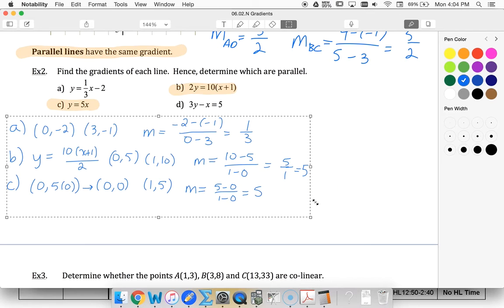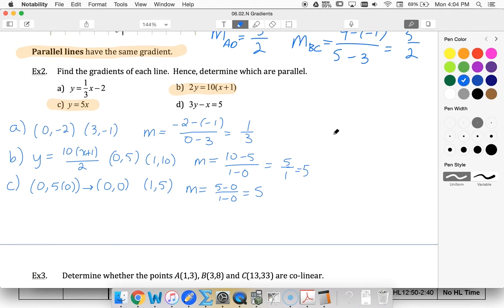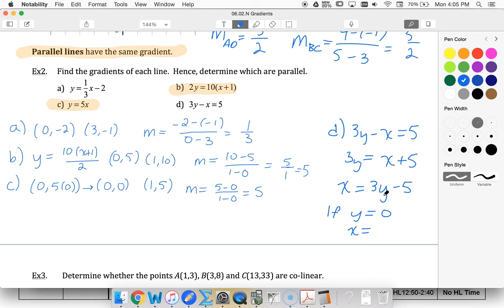So I'm going to take that equation for D, 3y minus x equals 5. I'm going to add x to the other side: 3y is equal to x plus 5. And now I'm going to subtract the 5 to the other side to get x by itself: x equals 3y minus 5. So now it's easy for me to see. If we let y equal 0, then x is going to be equal to 3 times 0 minus 5, which is -5. So I know that I go through the point with -5 for my x value and 0 for my y.